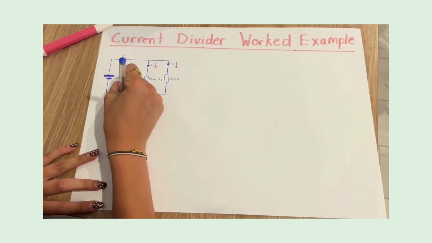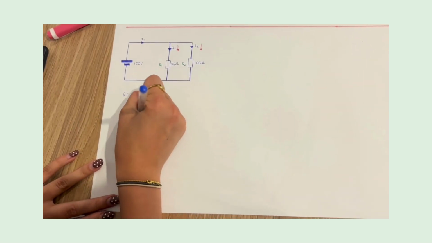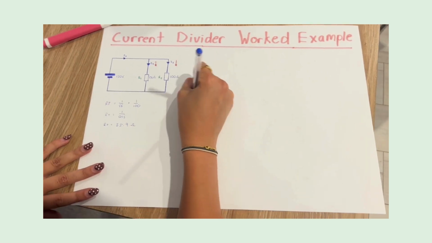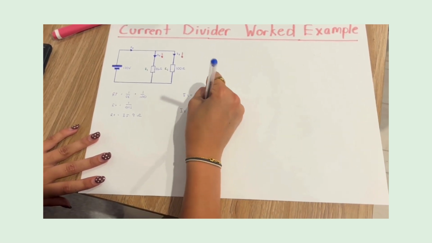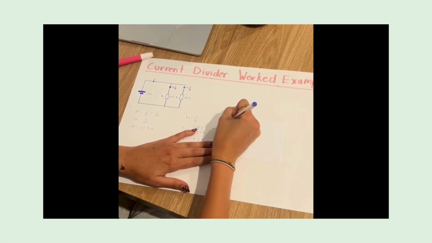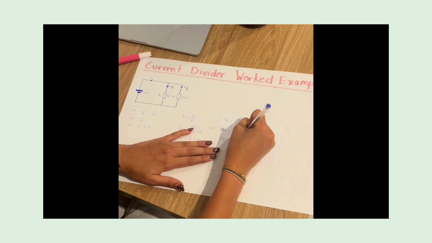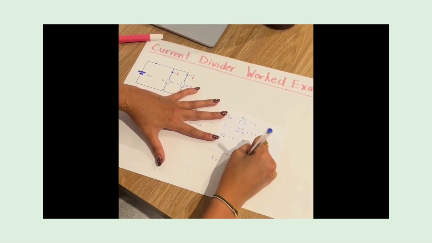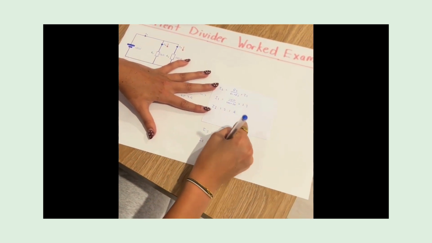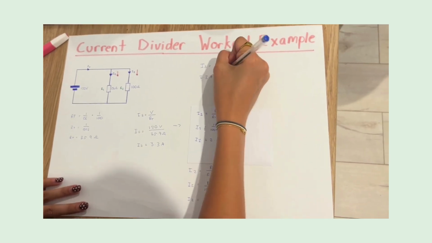Here is the example from the previous slide. The first step in calculating the current is to calculate the total resistance. The resistance is then needed to calculate the total current using Ohm's law. Once the total current is determined, we can use the current divider rule to calculate the current across the branches. You can double check you have the right values for the currents by adding them up to see if they equal the total current. See, it's pretty simple, right?